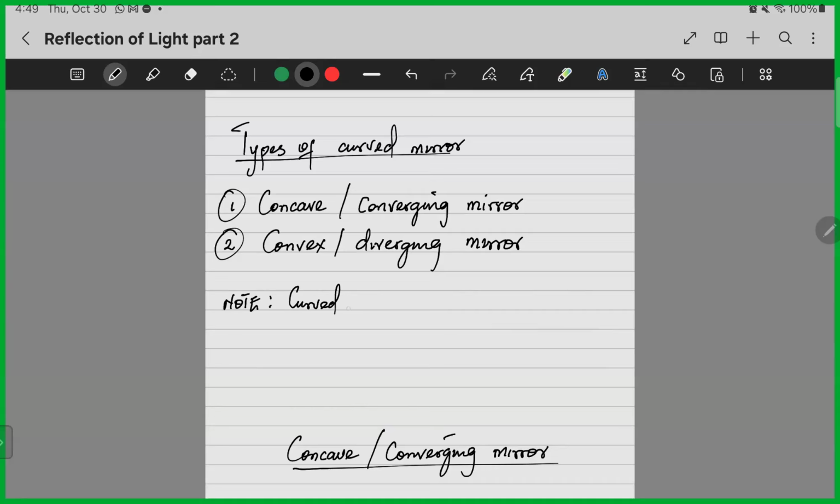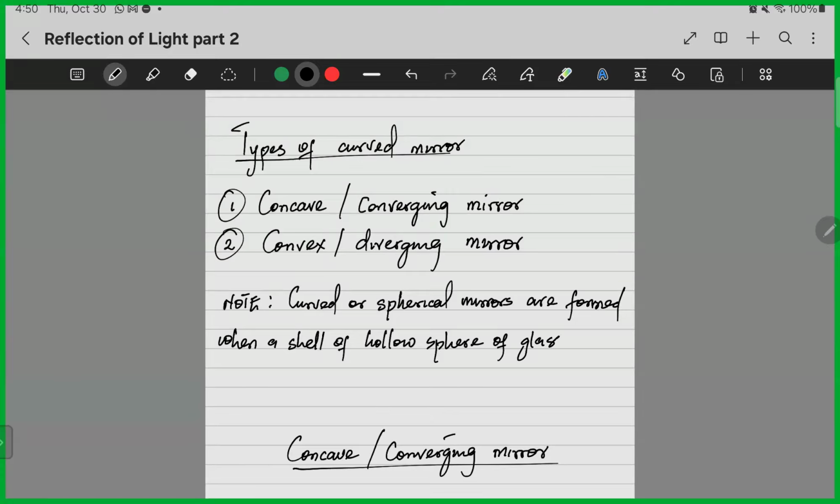Curved or spherical mirrors are formed when a shell of hollow sphere of glass is made out of a piece of glass and then silvered. I think I mentioned this in one of my classes, maybe I've talked about it or maybe not, but let me just talk about it afresh. So please keep that in mind.